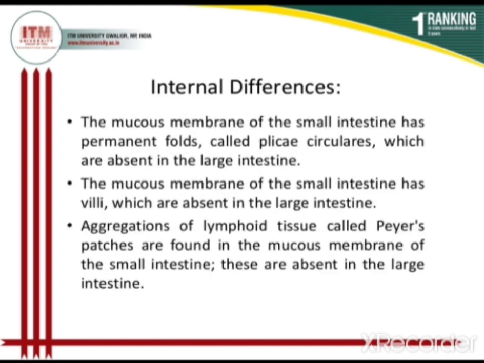And the internal differences: the mucous membrane of the small intestine has permanent folds called the plicae circulares, which are absent in the large intestine, and the mucous membrane of the small intestine has villi, which are absent in the large intestine. Now the aggregations of lymphoid tissue called the Peyer's patches are found in the mucous membrane of the small intestine. So these are absent in the large intestine.